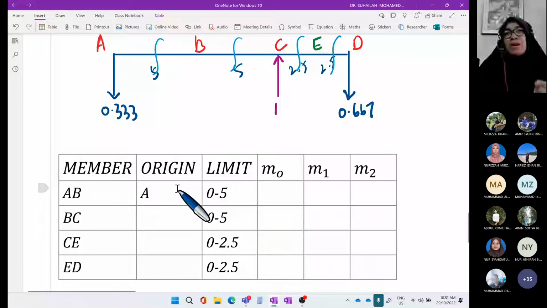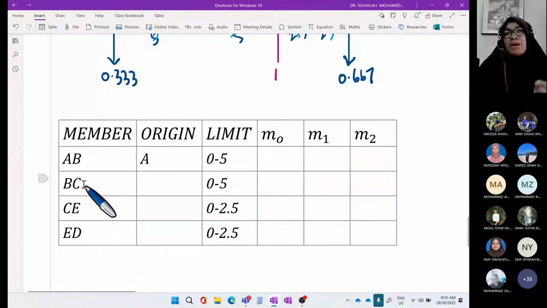Okay, BC origin C. BC, we can choose C as origin. We can choose B as origin to use 0 to 5 as the limit. Kalau you choose A as origin, limit cannot be 0 to 5. It will be 5 to 10. Kalau you nak maintain 0 to 5 for limit, okay, because the length of BC is 5, so you kena choose either B or C as the origin. So let's say we choose B here.